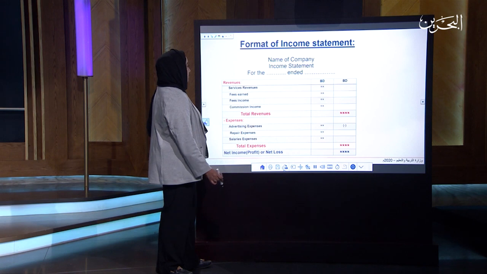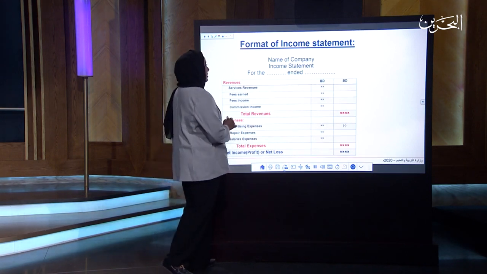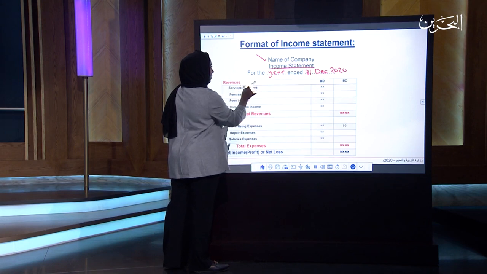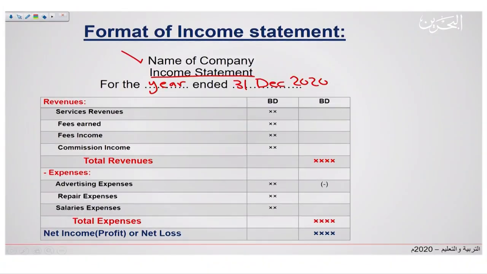This is the format or the layout of the income statement. As you can see, here we are going to write down the name of the company. We are going to specify which statement we are using. Here we are using the income statement, and here we will write the period that we are preparing the statement for, like for the year ended 31st of December 2020. It means that this income statement is prepared for the whole year of 2020.